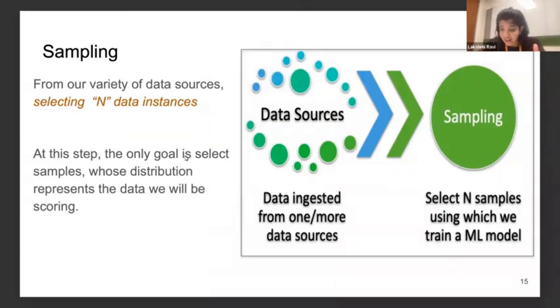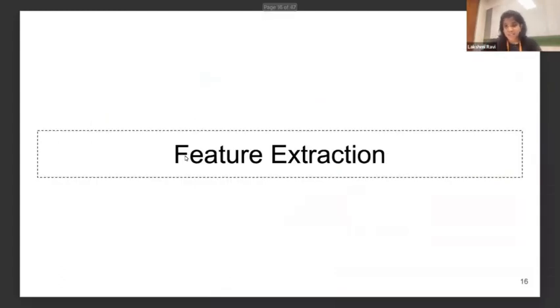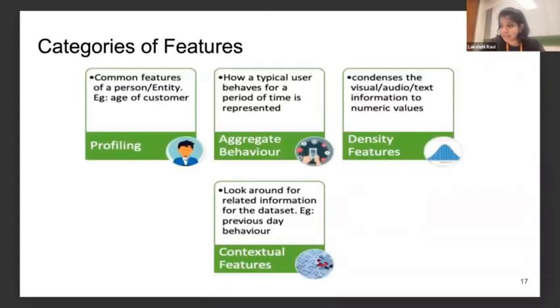So we collect from different data sources and then we select some n samples which we are going to feed the model on. The next stage in the process is going to be feature extraction. So what is feature extraction? As you can see, there are different categories of features that are being extracted. If I have to give a template of the different categories of features being extracted, this is the blueprint we follow.